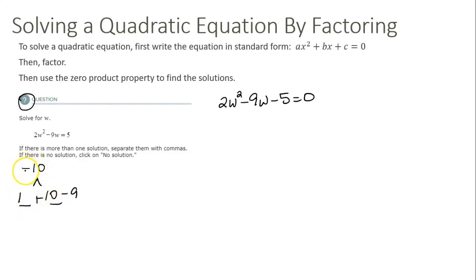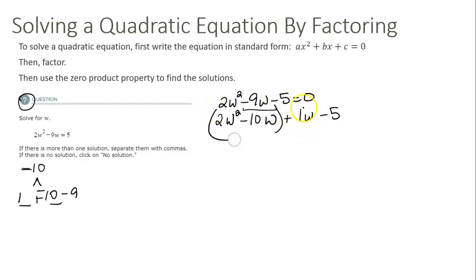I need one of these to be negative to make it multiply to be a negative, and I need the larger number to be negative. So our magic numbers are negative 10 and 1. So this becomes 2w squared, I like to put the negative first, that makes fewer negative errors, plus 1w minus 5. I haven't changed anything. I've just replaced negative 9w with negative 10 plus 1w.